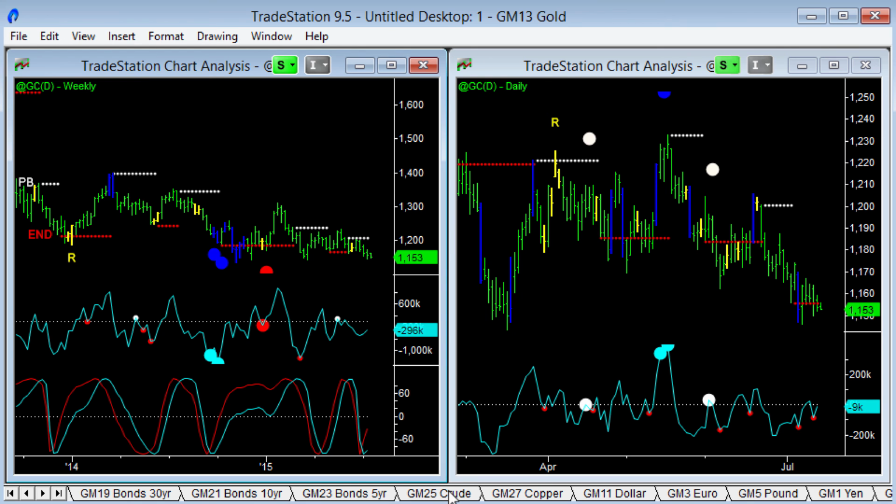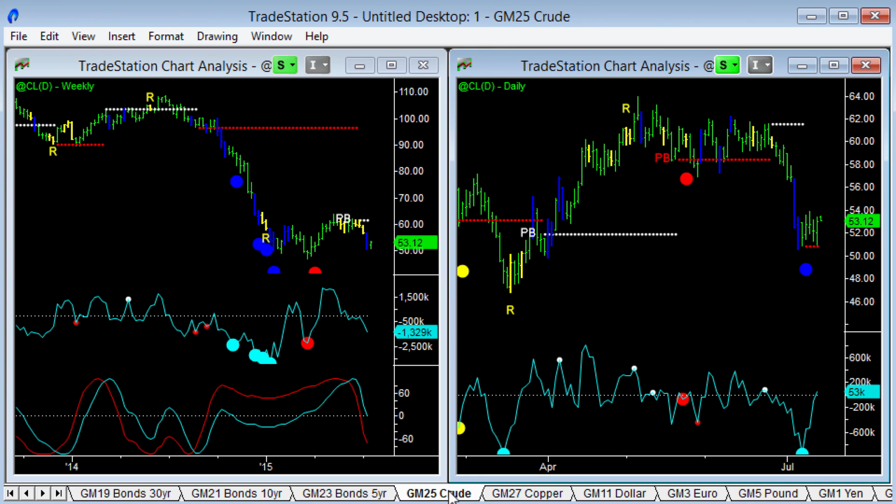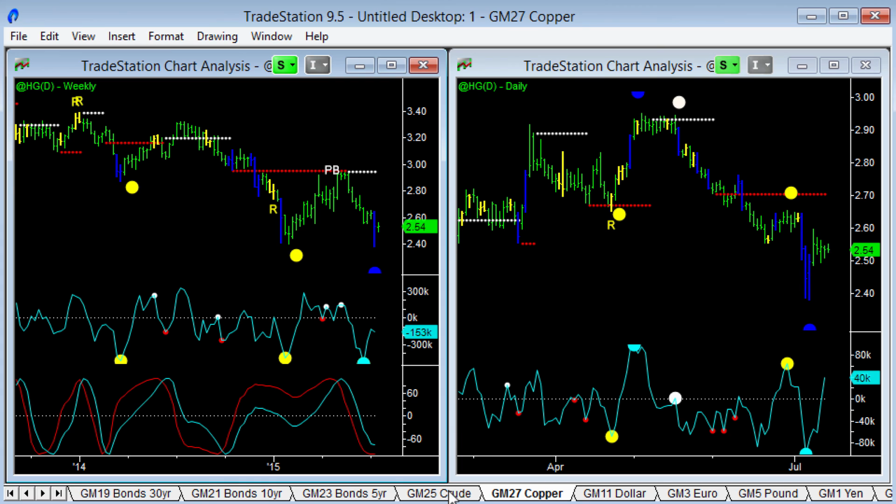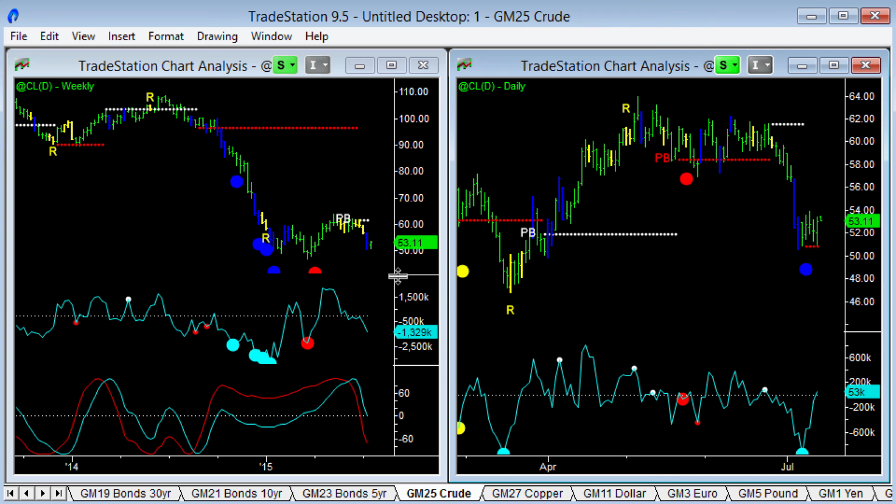The bottom will be made in crude and copper before the bottom is made in gold and silver, based on this activity. Pullback to end of trend, blue professional down bars, exhaustion on the weekly, same kind of thing. Maybe a flush pattern in crude coming in. Something timing-wise around $50 is absolutely key.